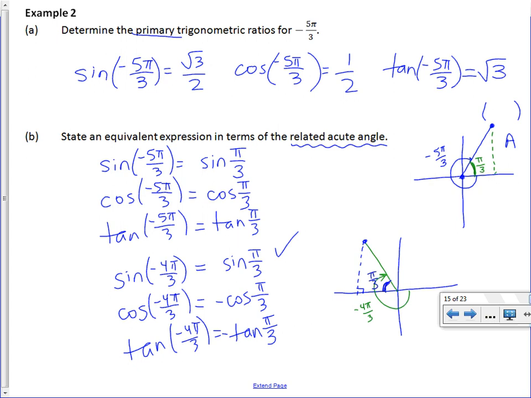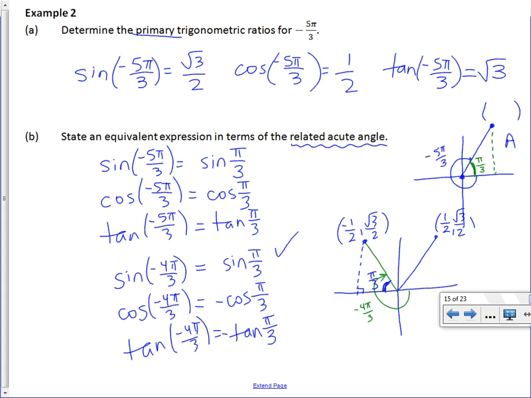Because now, here's the deal. Cos of pi over 3 is a half. But what do I know cos is really here? It's negative a half. So I need to say, see this over here that's a half? I want it to equal that one. So I'm going to put a negative in front of this. Now I'm equal to that.